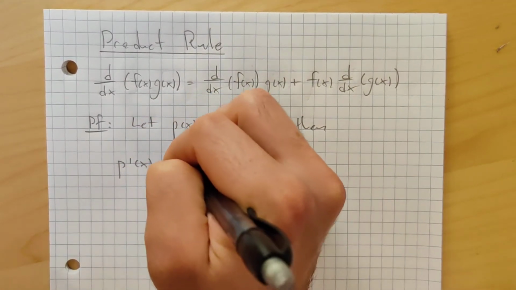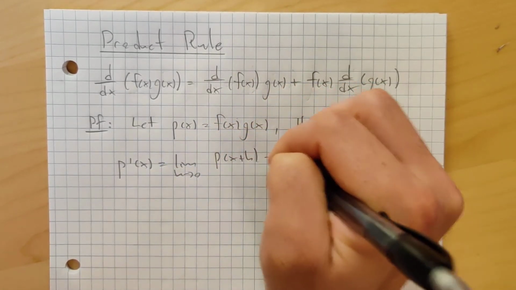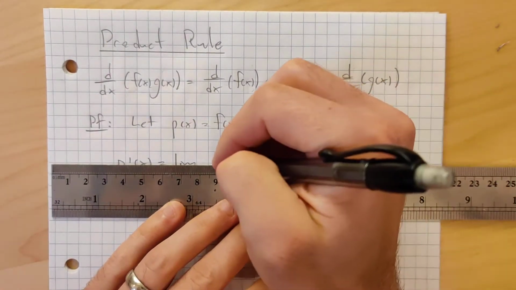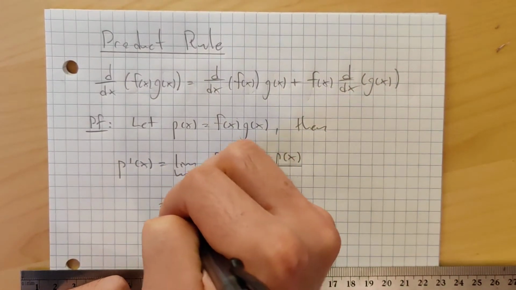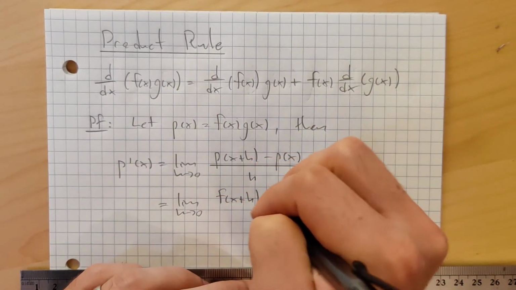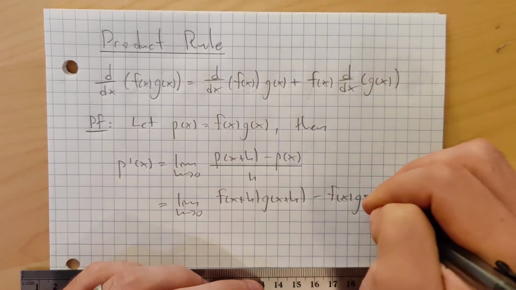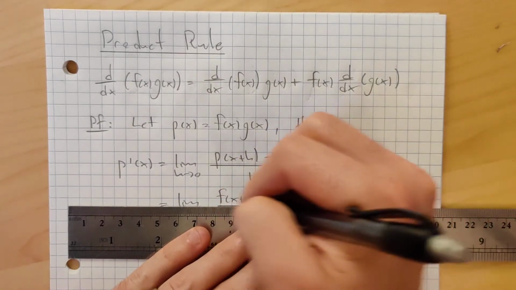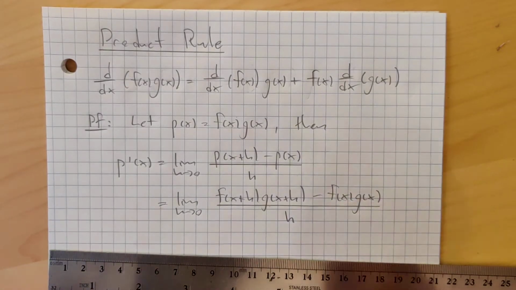P prime of x is the limit as h approaches 0 of p of x plus h minus p of x, over h. So, filling everything in, p of x plus h is f of x plus h times g of x plus h. P of x is f of x times g of x. And we're going to divide everything by h.